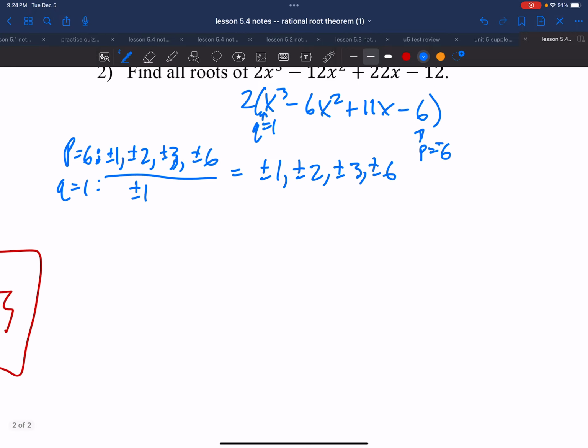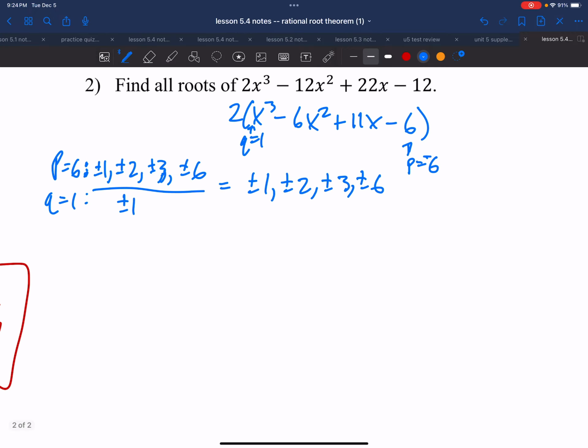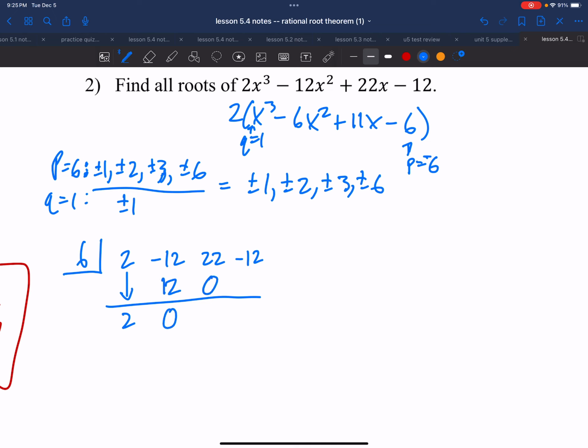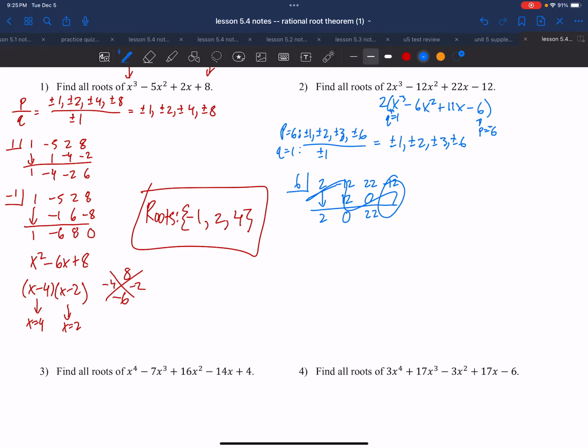Again, I don't remember which one works, but I'm tired of testing 1. Let's try the other end. Let's try 6. Here's 6. 2, negative 12, 22, negative 12. I don't know if I want to do 6, actually. Drop the 2. 2 times 6 is 12. Okay, actually, I think I like that. 0. 0 times 6 is 0. 22. And 22 times 6, nah, it's not going to work. You know it's not going to work, right? 22 times 6, whatever that is, that's not going to make a remainder of 0. So, no, thank you.